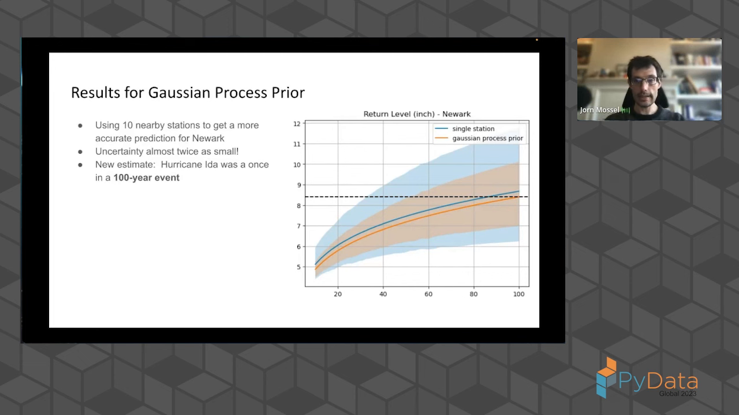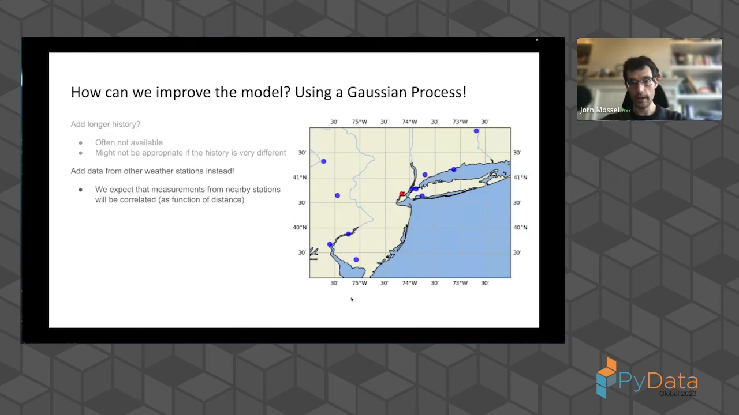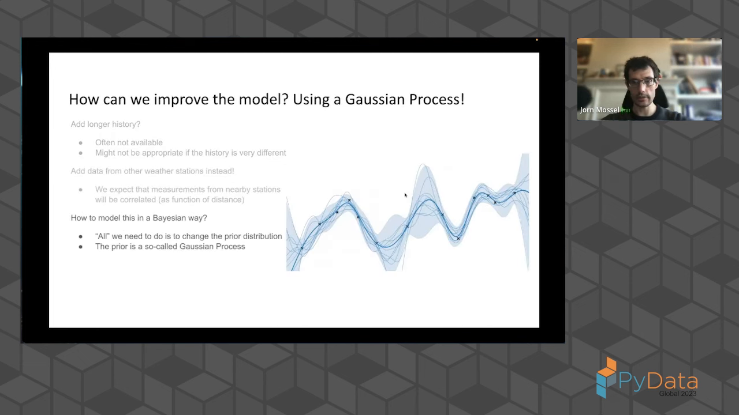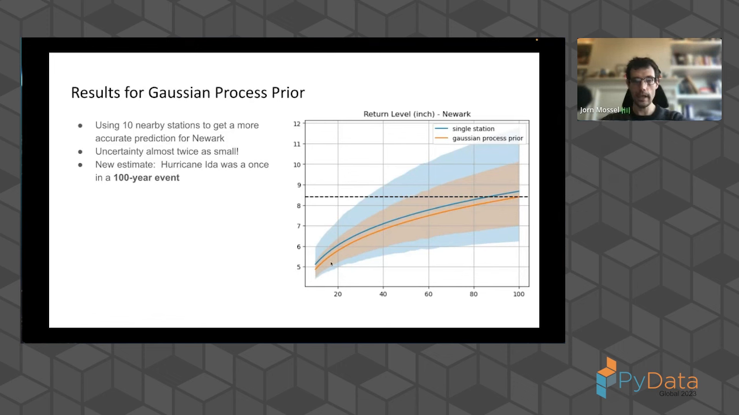So I did that again for the same station. As I said, we're going to look, for now, only at the prediction for this single station. The blue is what we had before, and now we have the orange. It's slightly lower, but what's more important is that the uncertainty of the orange fit is now only half of what we had before.